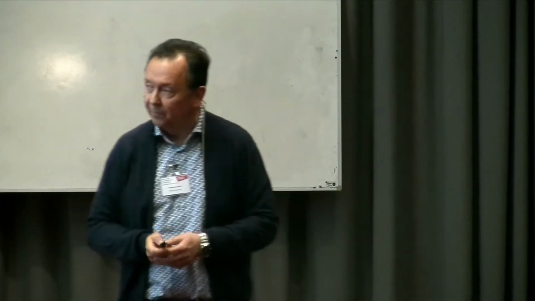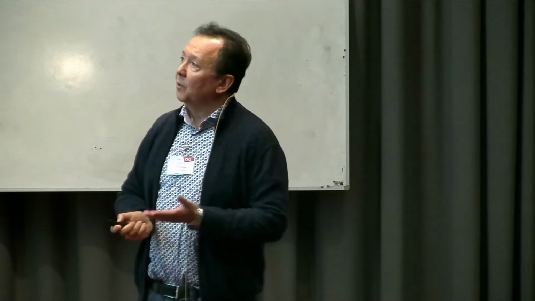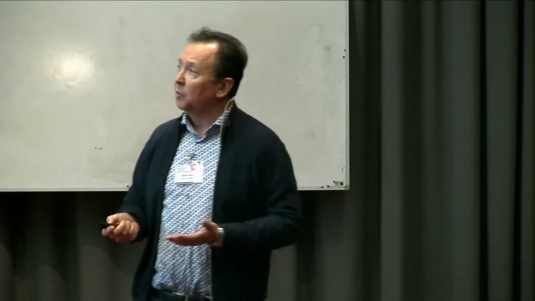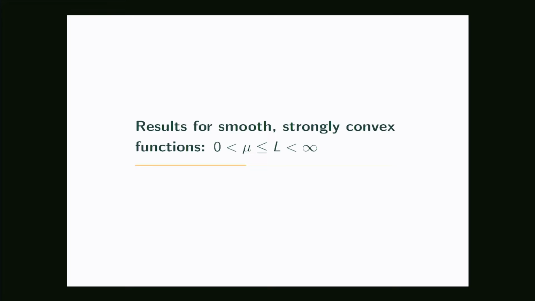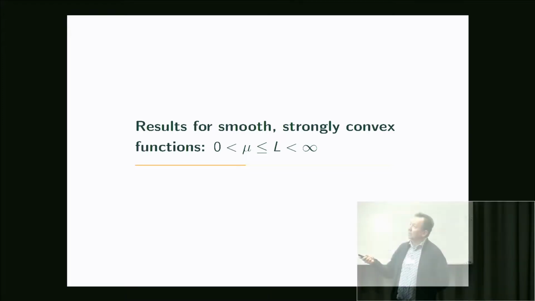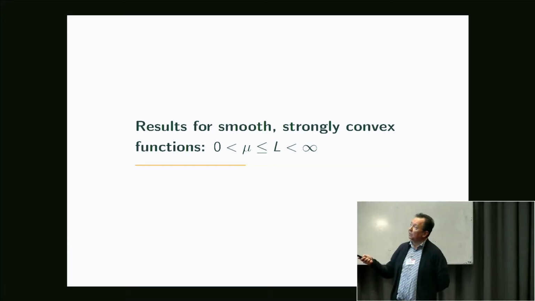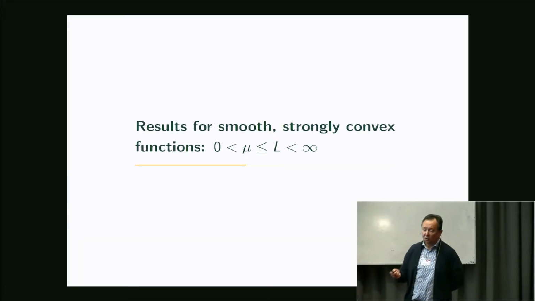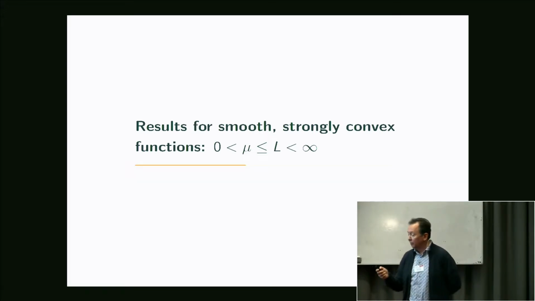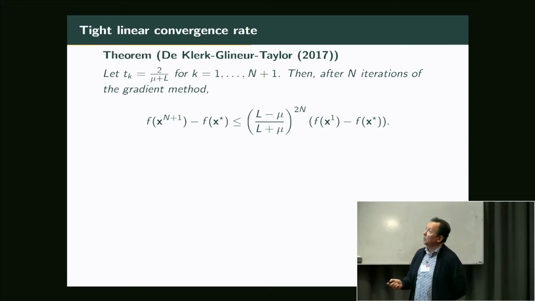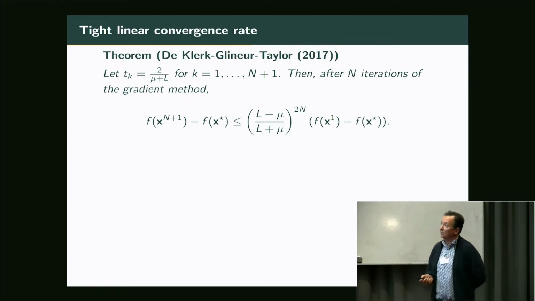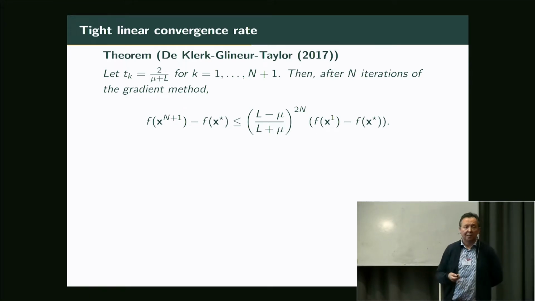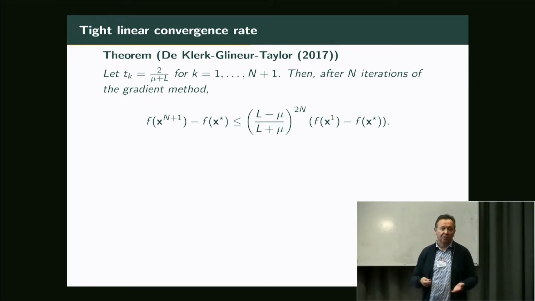Yeah, true. Okay, so what can one then get as results for the worst case performance of the method of Cauchy for these functions? We start with a case where mu is positive, so we have a strongly convex function, and L is finite, so we have L smooth strongly convex functions in this case. What we could show in 2017 is that you can solve this semi-definite program in closed form, not just numerically, but you can get the closed form solution.